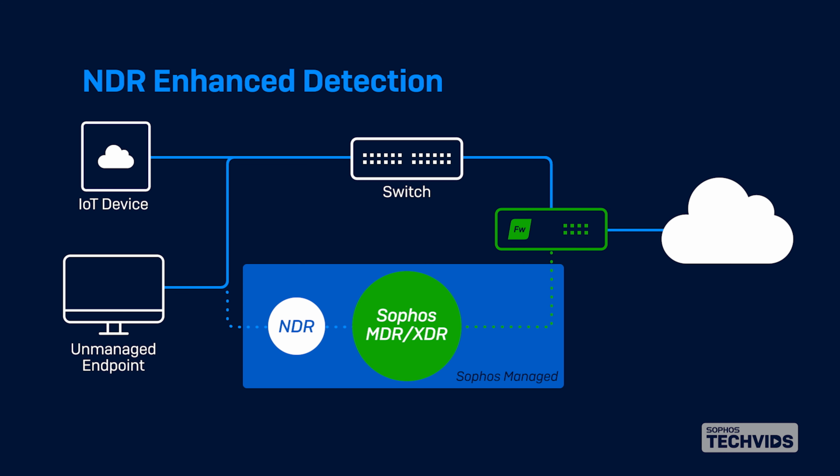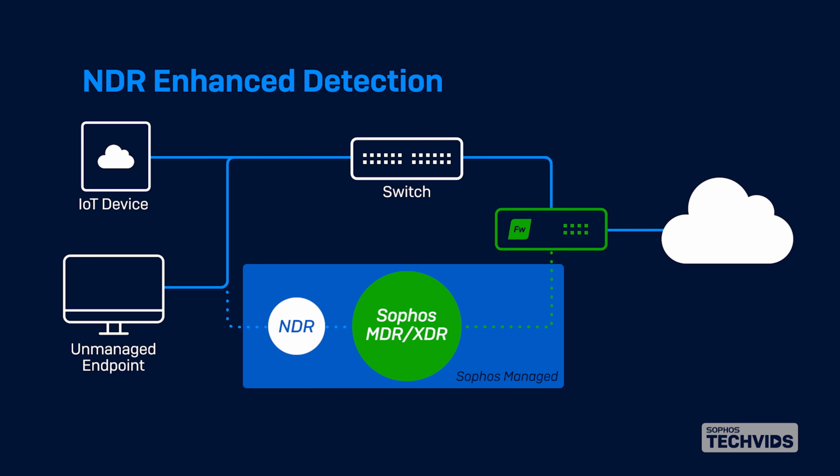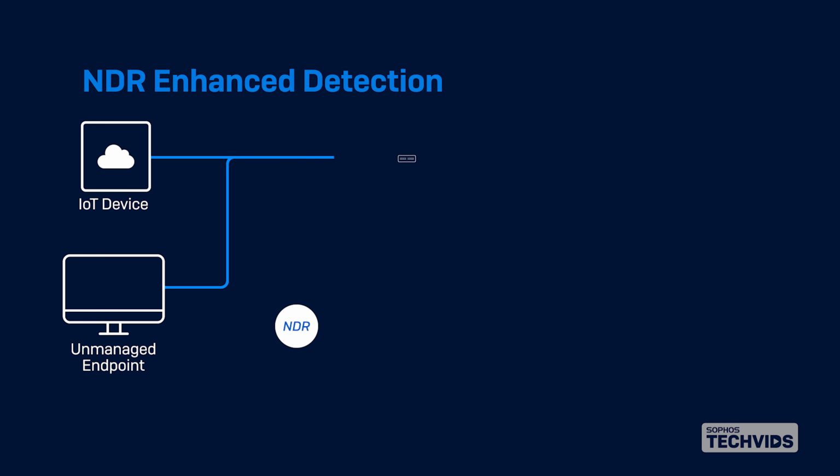Active Threat Response is equally effective if you have IoTs, unmanaged endpoints, or even third-party switches, access points, and servers. Sophos NDR can collect telemetry from third-party sensors and send this threat intel to the centralized Sophos data lake for MDR analysts. This means you get the same level of threat protection regardless of your IT environment.